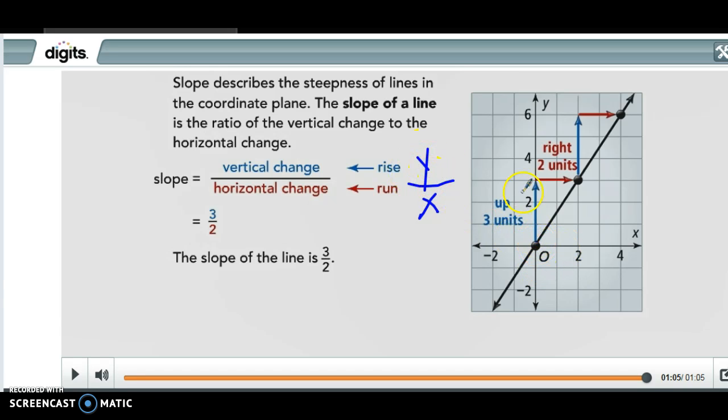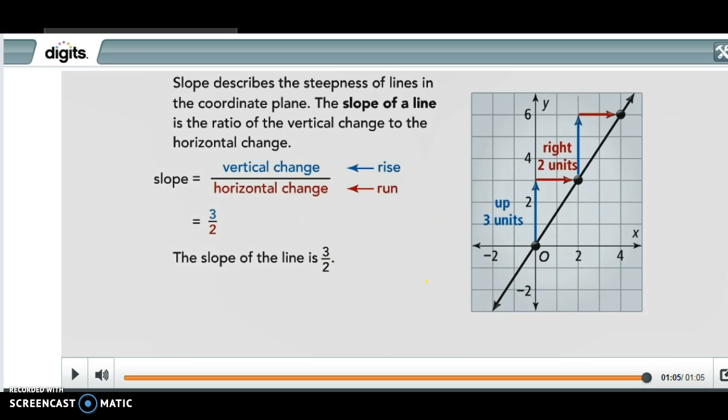Your x might not always be going to the right. Sometimes, like you saw in the launch yesterday, there were lines that were going to the left. So that would be a negative x-axis, or your run would be negative, or your x would be negative. So just be careful as to which way you're moving up and down and left and right to figure out what's now called your slope and not your constant of proportionality.